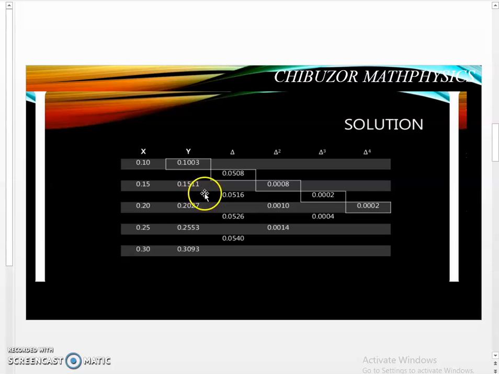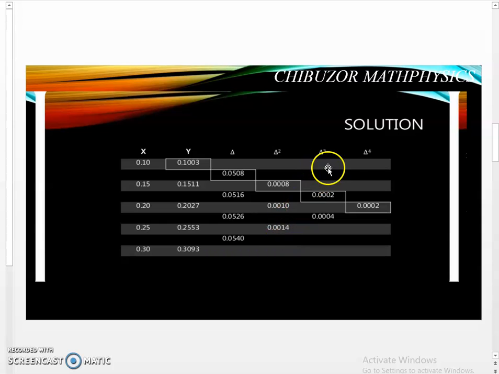So this will be 0.1511 minus 0.1003, and this gives us the first forward difference, which is 0.0508. If we take these two values, we get 0.0516. 0.2553 minus this will give us this difference, and this is how we get the first forward difference. In the second forward difference, we simply take the differences of the two differences, 0.0516 minus 0.0508. This gives us 0.0008. We do the same here, we get this, and this is what we have.